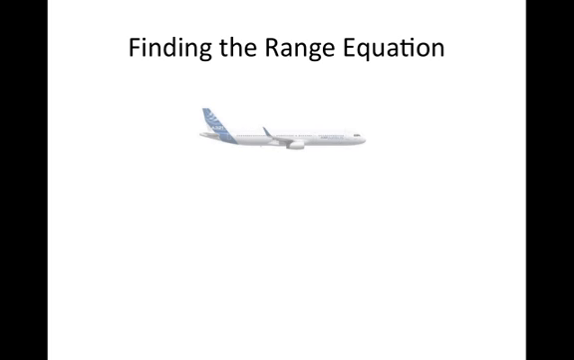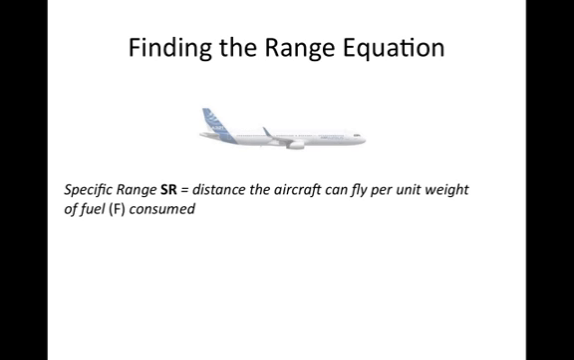A very important concept here is that of specific range, which is simply the distance the aircraft can fly per unit weight of fuel consumed. The equation for that is this: it equals the rate of change of the range of the aircraft, or distance it can fly, over the rate of change of fuel consumed. If you recall, the rate of change of the range of the aircraft is simply its velocity, and the rate of change of fuel consumed, from the last slide, we know can be expressed as the specific fuel consumption times the thrust.